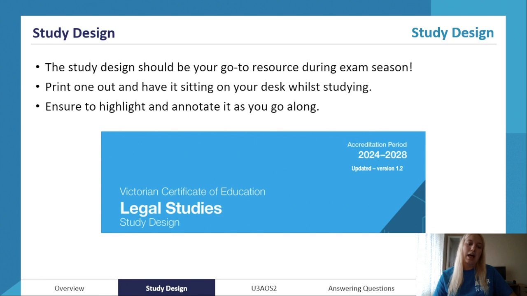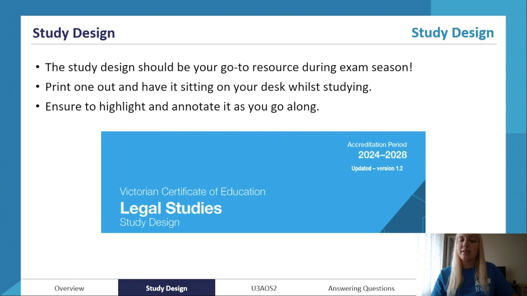As you can see, first we'll have a chat about the importance of the study design for legal studies. Then we'll get into most of our content for the session, looking at Unit 3, Area of Study 2, the civil justice system, as well as answering questions in legal studies and finishing off with some study tips. So first, let's have a chat about the study design.